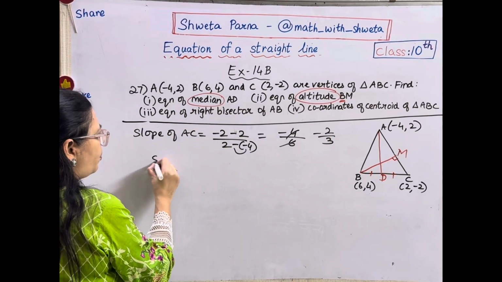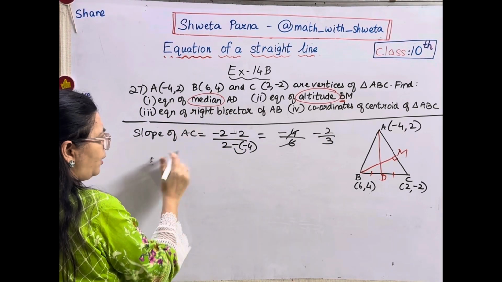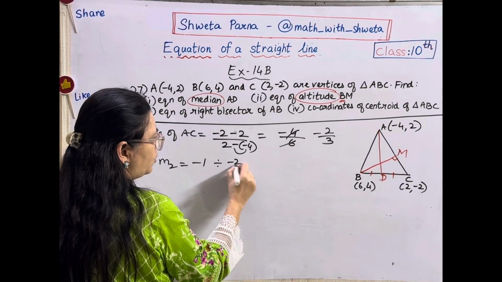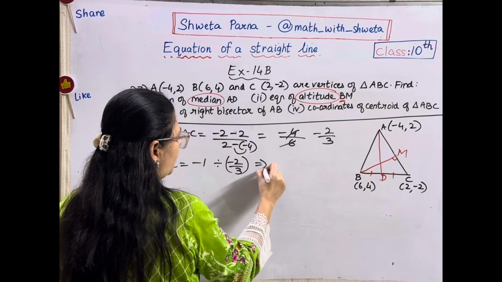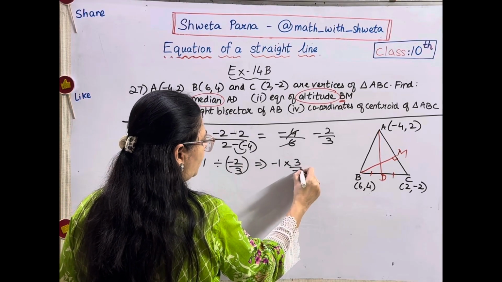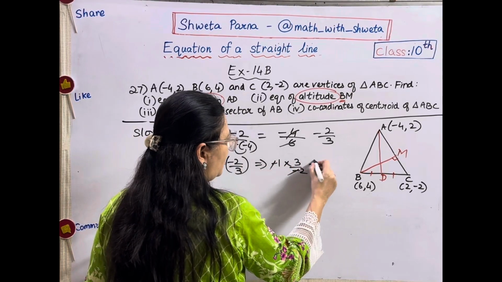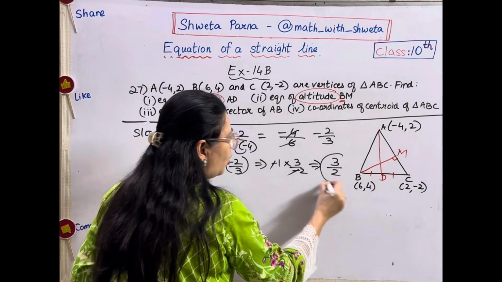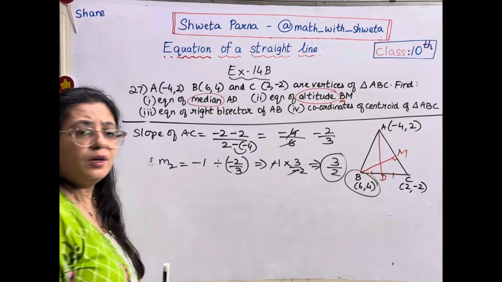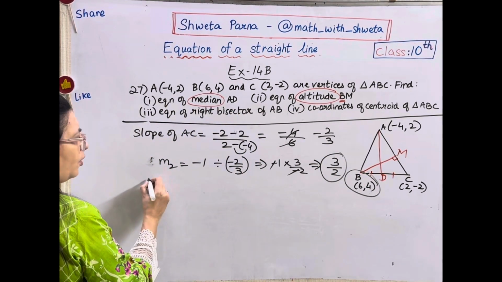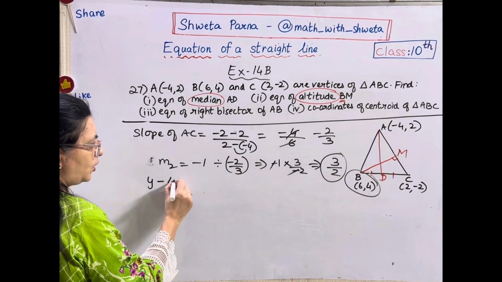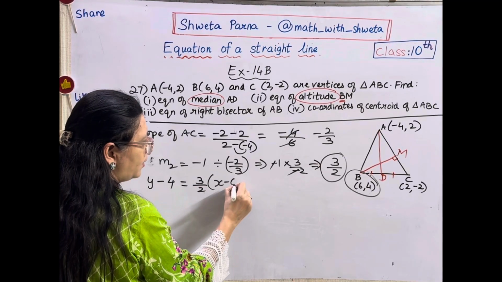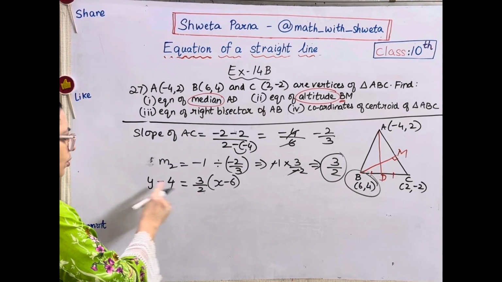Now what is the slope? This is m1. Right? What is m2? m2 would be minus 1 divided by minus 2 upon 3. So this would be minus 1 into 3 upon minus 2. Minus minus cancel. So this is 3 upon 2. Now you have the slope, you have the point. You can use point slope. So y minus y1, which is 4, is equal to m into x minus x1. Take 2 to this side.